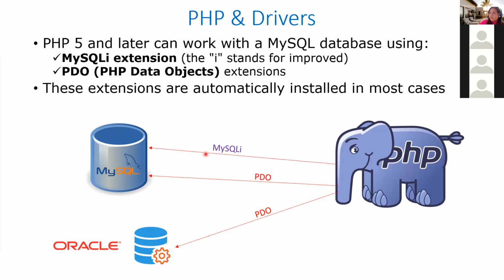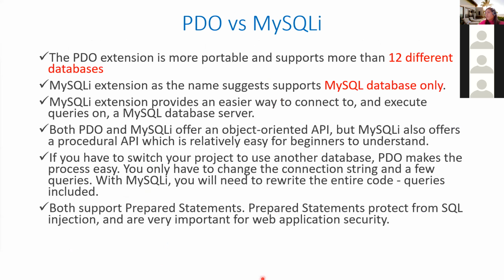Okay, so as you can see, MySQLi is used to connect to MySQL. The PDO is the one that is going to help us connect to different databases, including MySQL. So if you compare both, the PDO extension is more portable and supports more than 12 different databases. The MySQLi extension, as the name suggests, supports just MySQL databases. So you cannot connect to another database, just MySQL with MySQLi.